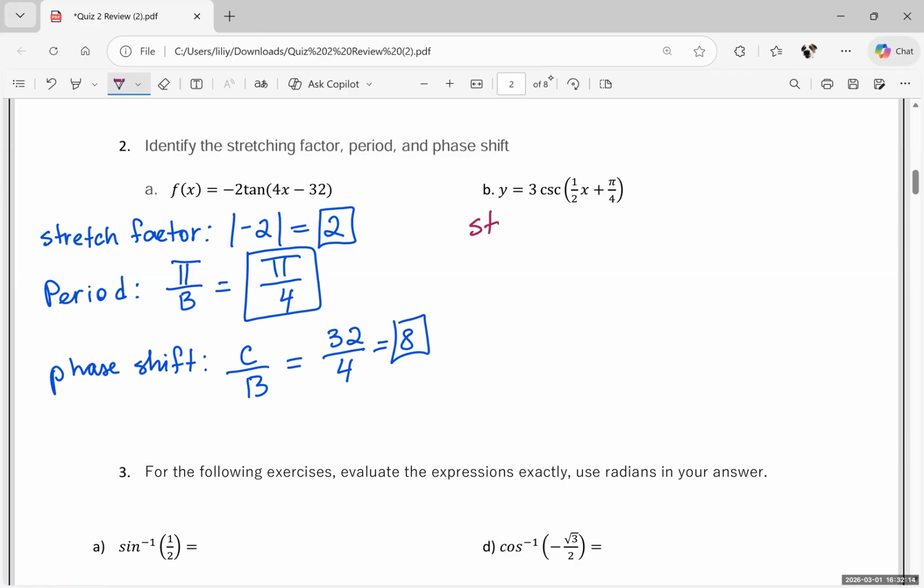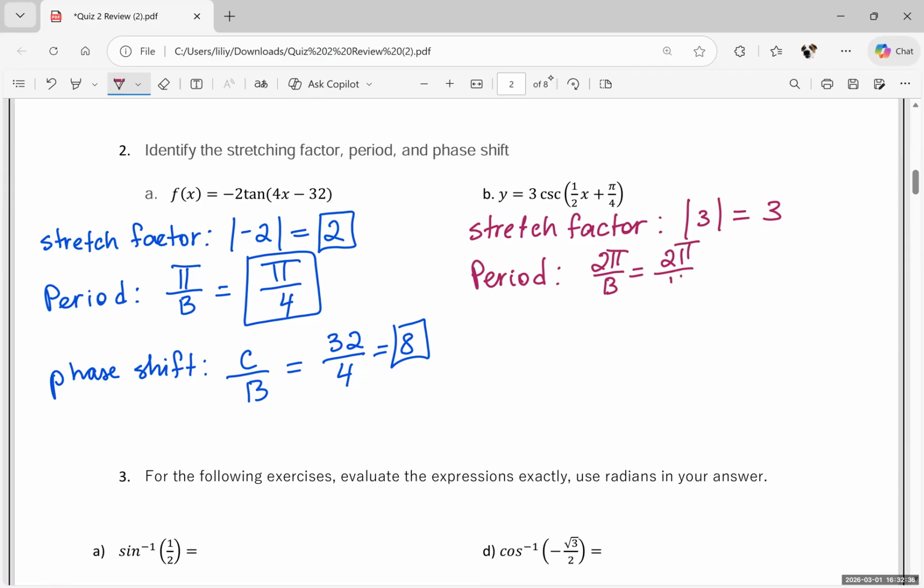We have stretch factor. That's the absolute value of the first number, and it's just 3. We have the period. So this time the fundamental period is 2 pi, so this is 2 pi over b, which is 2 pi over 1/2. B is 1/2. So 2 pi times 2 over 1, 4 pi.